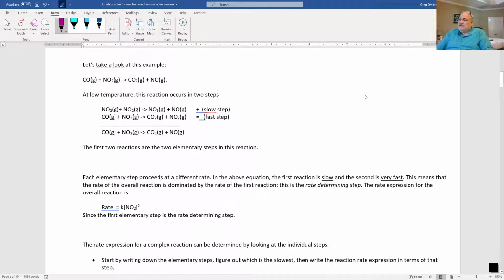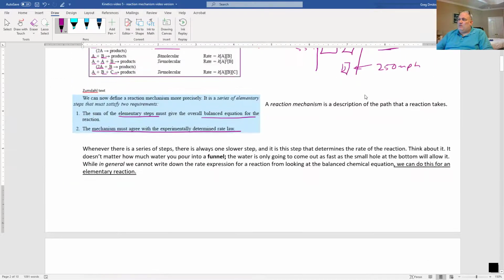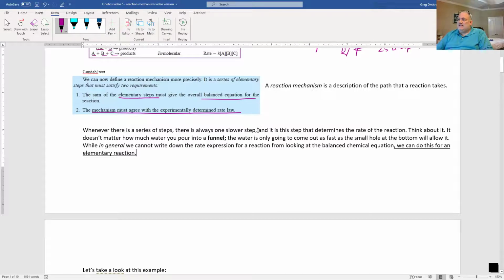So we're going to take a look at this example here, and this is our overall net reaction. Now remember, in order to have a reaction mechanism, you have to have two things to work. One is that when you add up your individual reactions, they have to equal your overall reaction. Now I don't want to do any crossing out here because I want to show you how this works, but if you were to add these two up and cancel out things that are the same on opposite sides, you'd end up with this equation. So if we go back up here, number one, the sum of the elementary steps must give you the balanced equation. That's a check. The second is the mechanism must agree with the experimentally determined rate law.